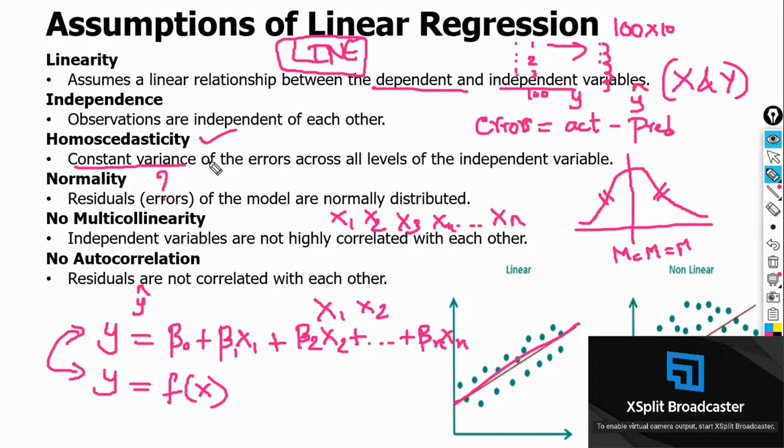Then we also have two more issues: multicollinearity and autocorrelation. If the inputs are correlated with each other, the issue is called multicollinearity. And if the errors are correlated, then we say autocorrelation. So these are the assumptions and issues that we encounter when we do a linear regression use case. We'll talk more about these assumptions in the coming slides.